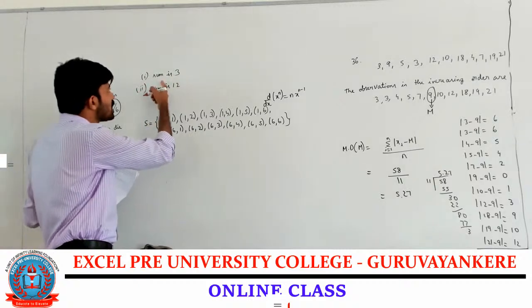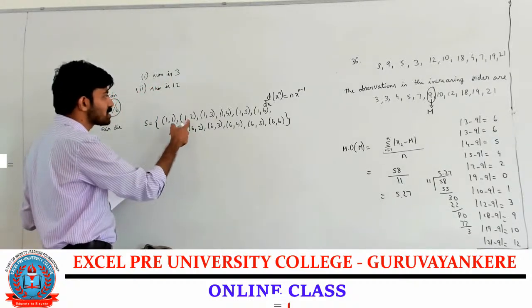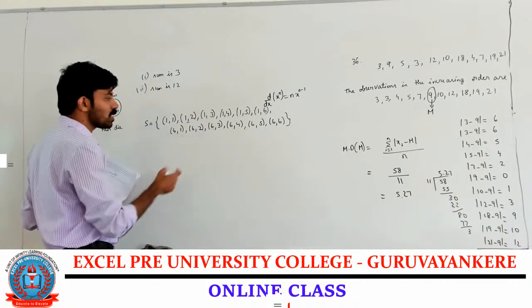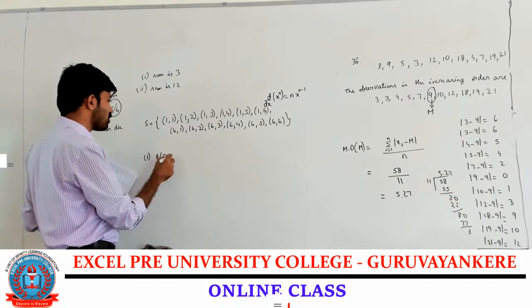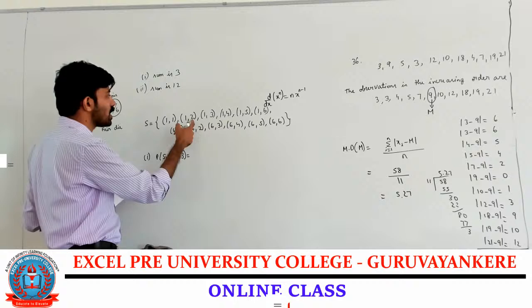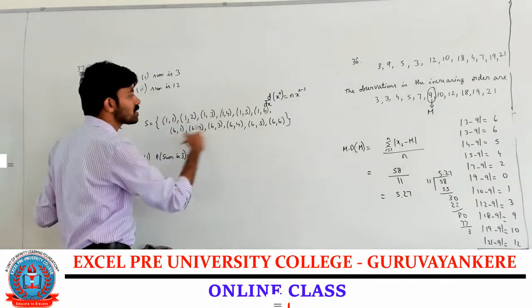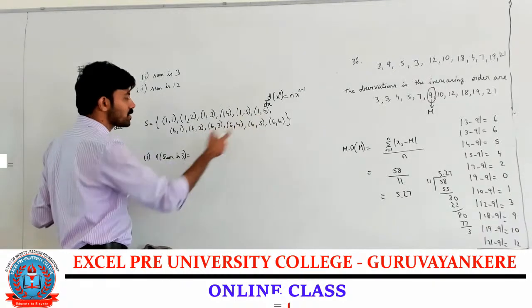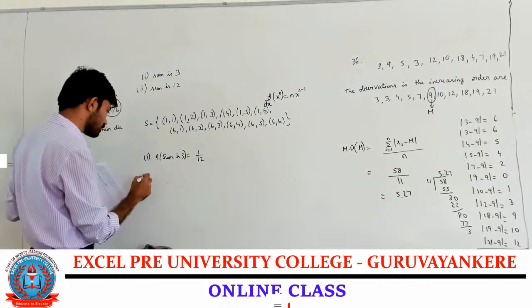Sum is 3 is possible in this case, correct? In the other cases, sum is 3 is not possible. So the probability that the sum is 3: it is possible in one case. How many cases are there? 1, 2, 3, 4, 5, 6, 7, 8, 9, 10, 11, 12. 12 cases are there. So 1 out of 12.